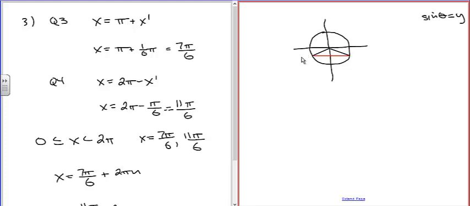Those are the corresponding angles. And also, if you look at the coordinates of these points, this coordinate is negative the square root of 3 over 2, comma negative 1/2, and the coordinate over here is positive the square root of 3 over 2, negative 1/2. So these both have y-coordinate negative 1/2, which is what I'm looking for. And these corresponding angles are 7 pi over 6 and 11 pi over 6. So that's how you would do it using the unit circle.